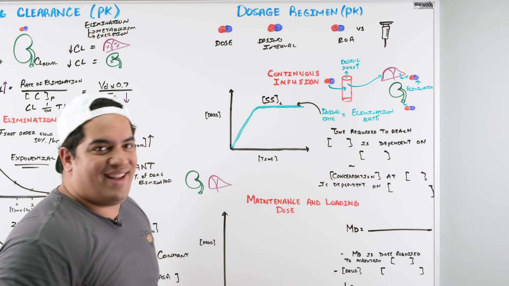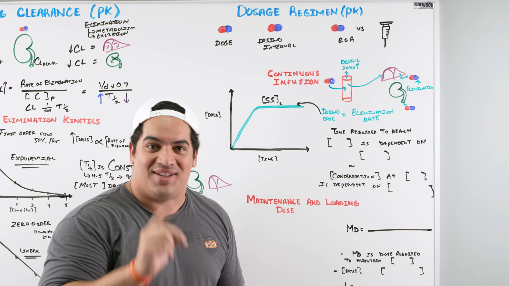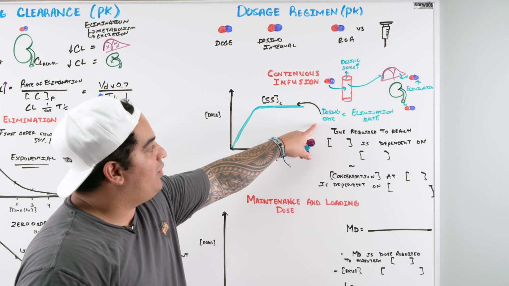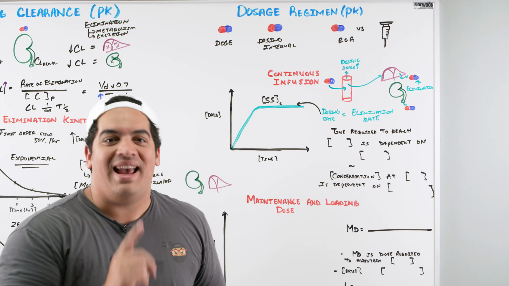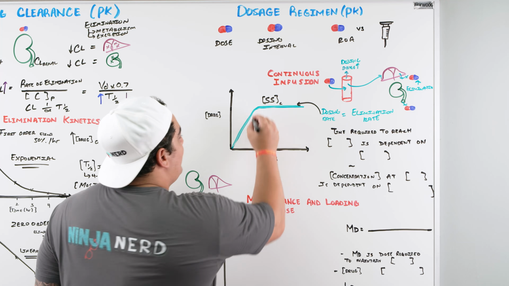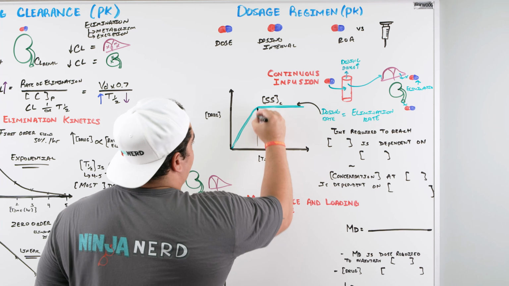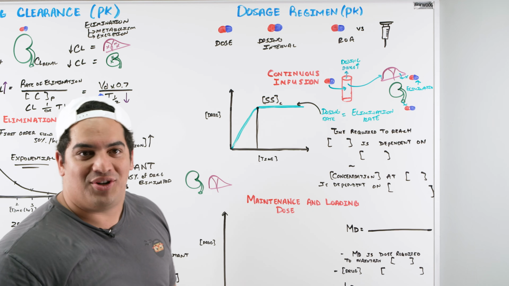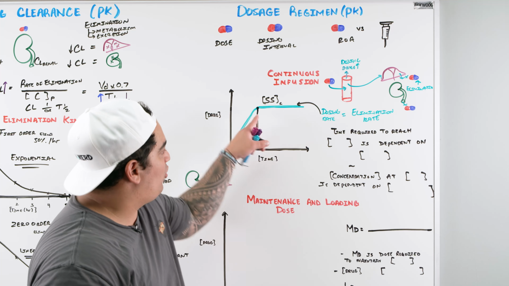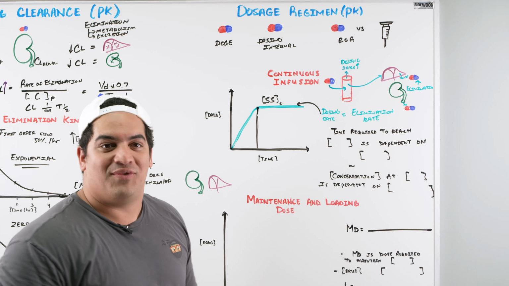So it's called your steady state concentration. The steady state concentration is the concentration at which the dosing rate is equivalent to the elimination rate. Now here's what you may be asked on the exam. What is the time that it takes to get you to steady state concentration? How much time does it take to reach steady state concentration of the drug?